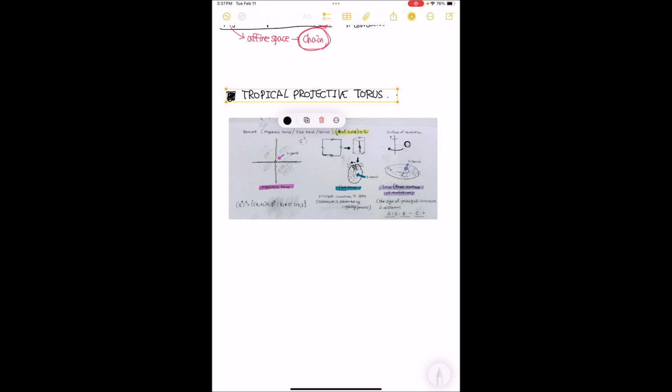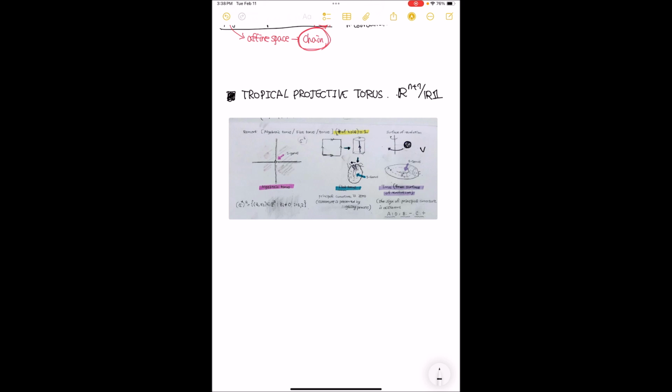Okay, then let's go ahead. What is the tropical projective torus? R^{n+1}/R1. That is the name of the tropical projective torus. As you see, there are many concepts of the torus, as we have learned. In the general case, we can obtain a torus by a surface of revolution.